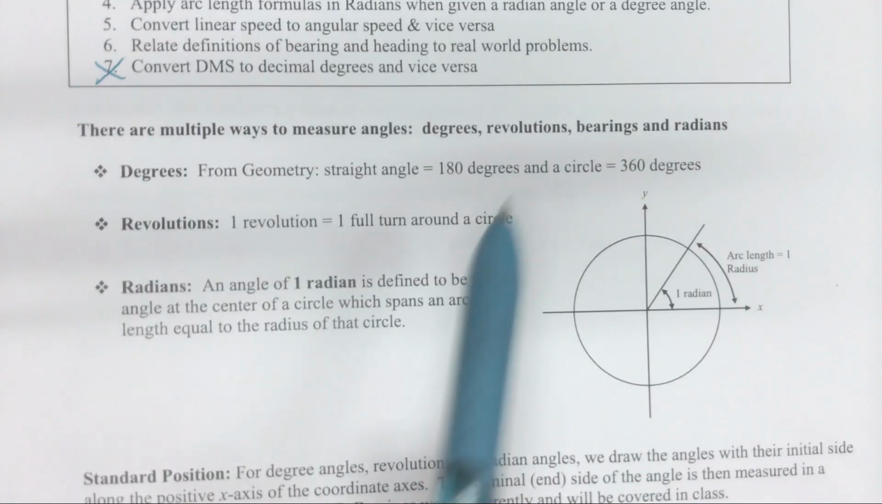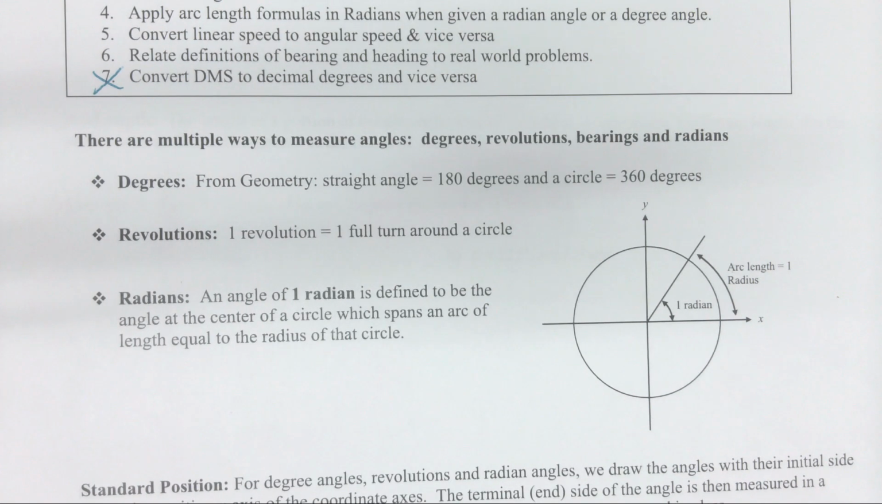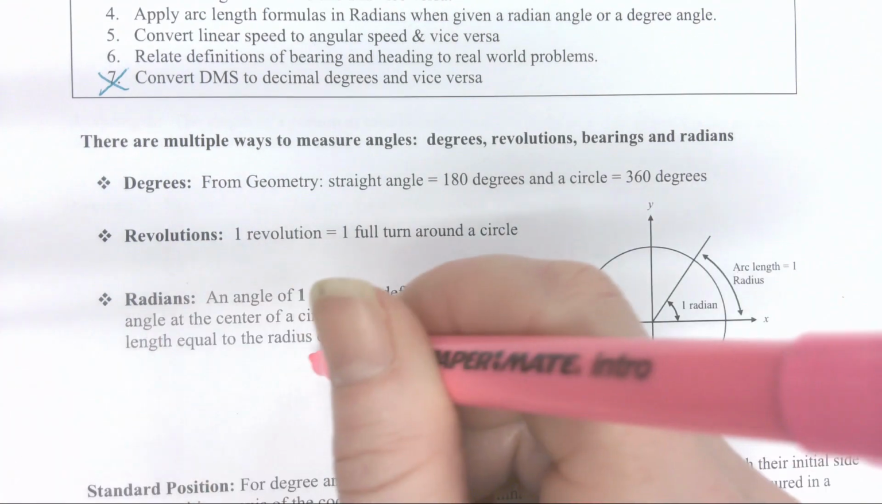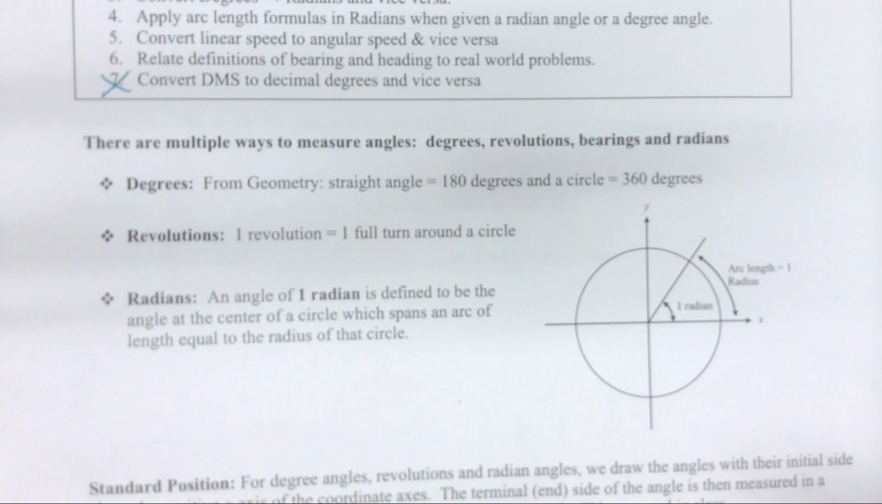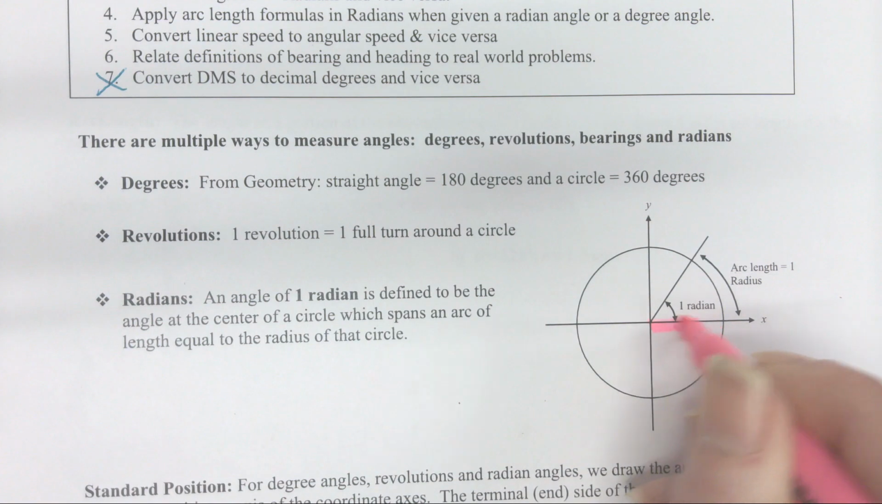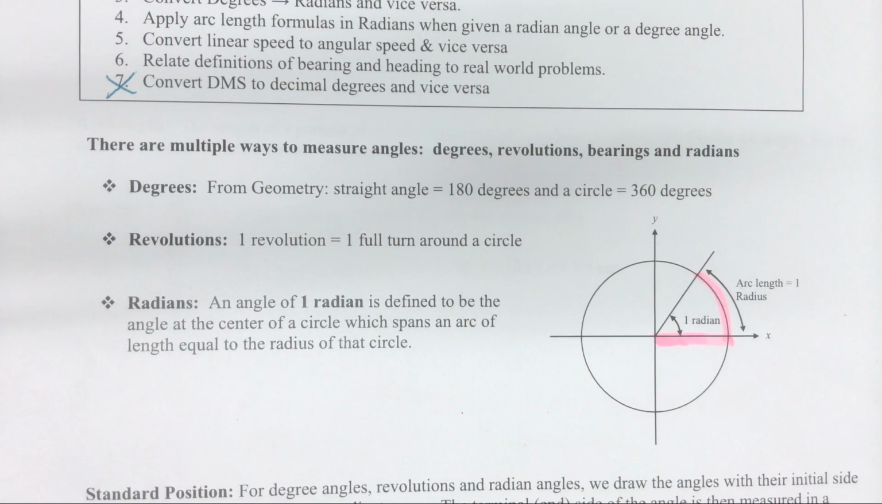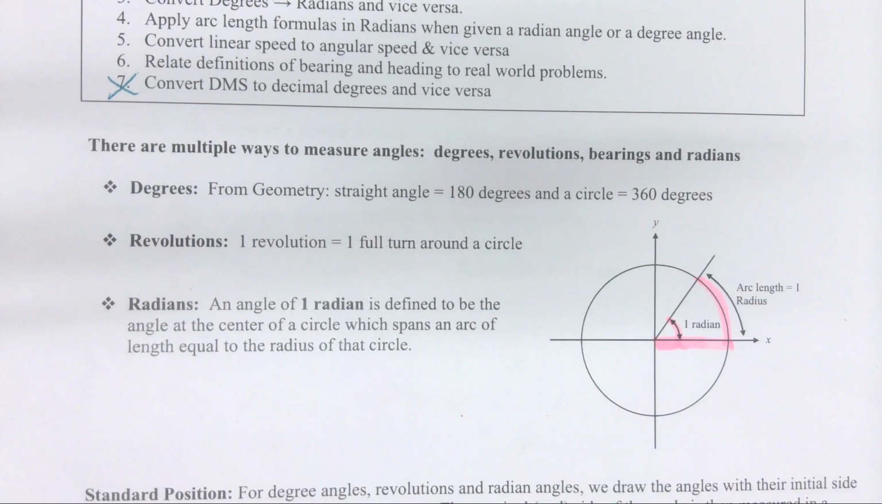Radians. The definition of 1 radian, I don't know if you know this, is the angle at the center of a circle which spans an arc of length equal to the radius. What does that mean? If you have a circle, and let's say the radius had a length of x, and this curved piece also has a length of x, that is the definition of 1 radian, okay? So radian is a different way that we measure angles. We're going to start shifting towards that in this class. We're going to try to shift from that degree mindset to a radian mindset.